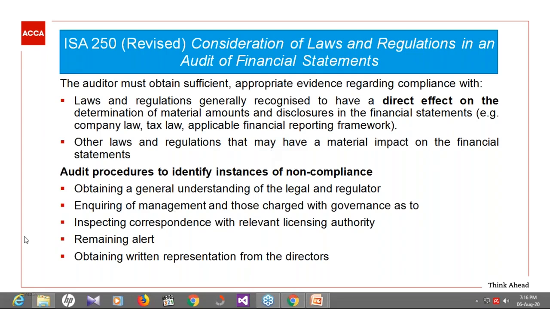So these are some initial audit procedures. Students need to understand the level at which these procedures must be applied. These audit procedures to identify instances of non-compliance are basically at the planning stage. So you have to obtain a general understanding, inquire with management, inspect correspondence, and remain alert when you are executing the audit. You should obtain written representation from the directors that there was no non-compliance during the year. These are the procedures that are performed at the planning stage when you have not found any non-compliance.